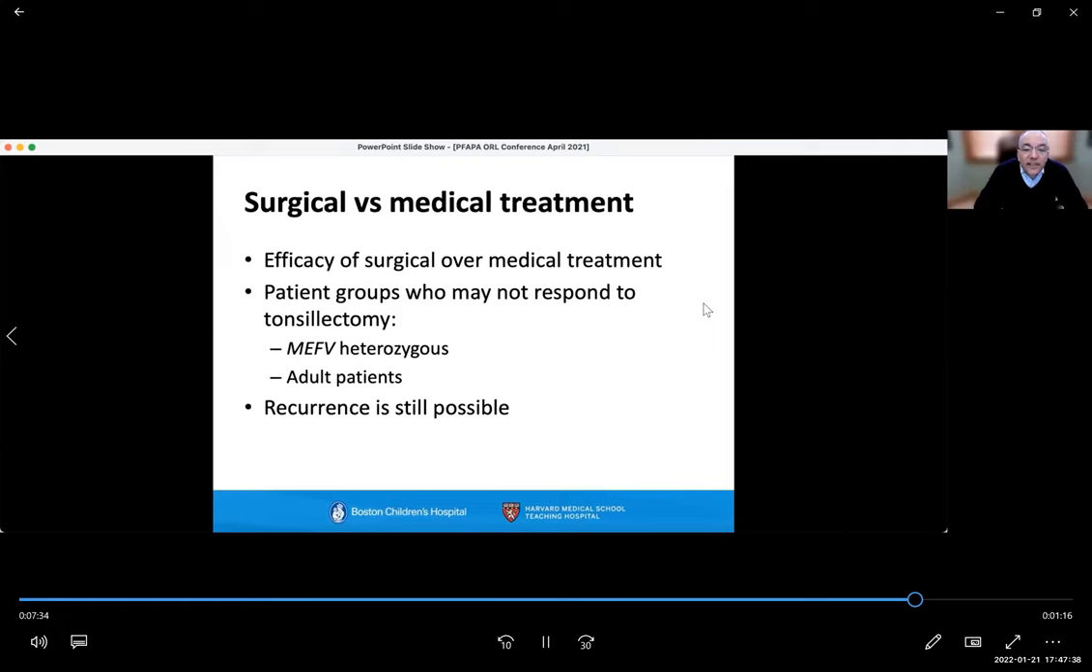When we look at the efficacy of surgery over medical treatment, there are certain groups that may not respond to tonsillectomy, including those who are MEFV heterozygous and adult patients. And still, recurrence of some symptoms is possible years later, but typically if there is a recurrence, the symptoms are not quite as severe.